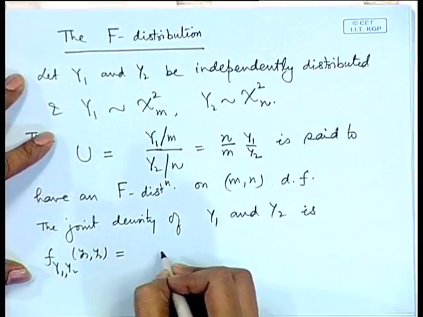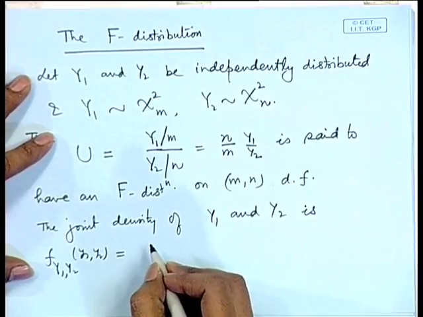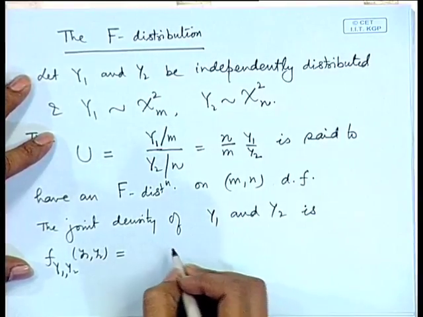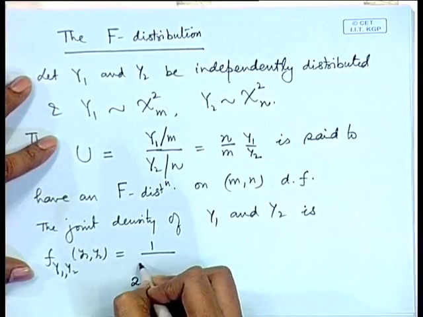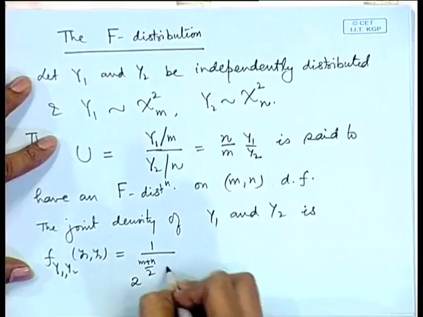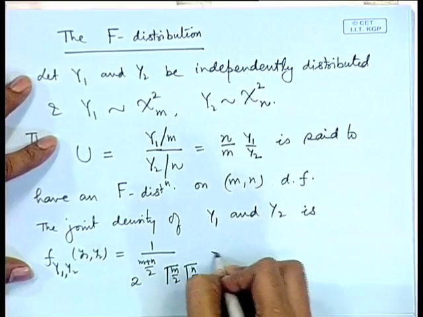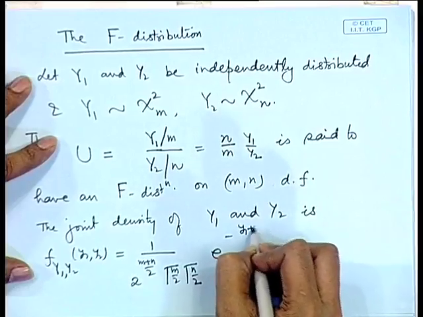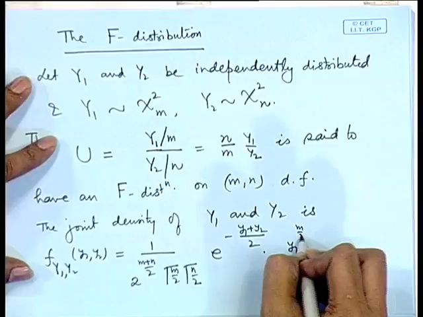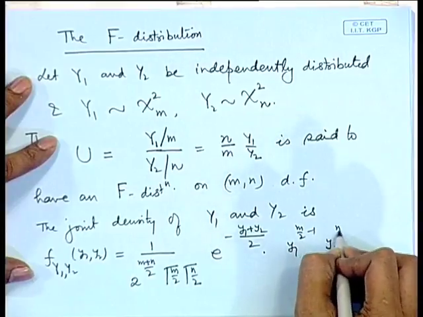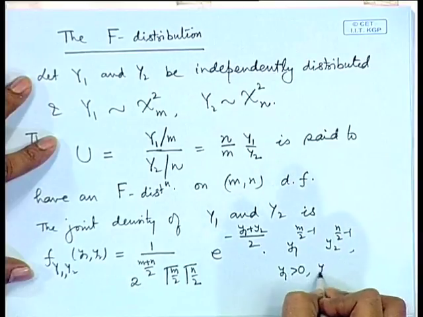So, basically we multiply the individual densities of y 1 and y 2, which are chi-square densities on m and n degrees of freedom. If we combine the coefficients, 1 by 2 to the power m plus n by 2, gamma m by 2, gamma n by 2, e to the power minus y 1 plus y 2 by 2, y 1 to the power m by 2 minus 1, y 2 to the power n by 2 minus 1, where both y 1 and y 2 are positive.